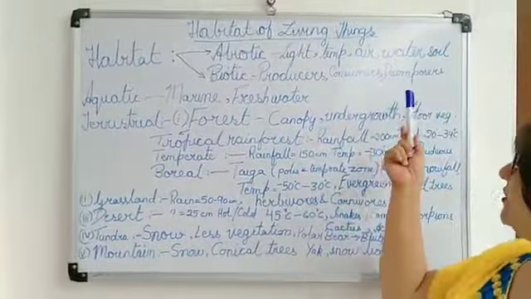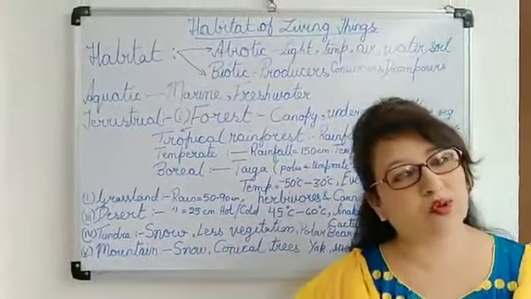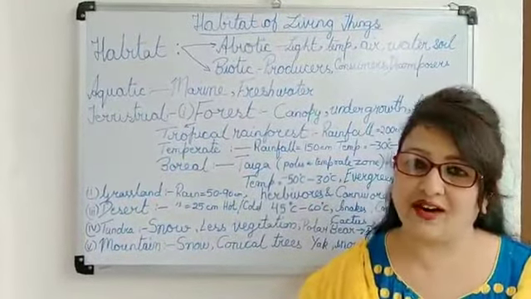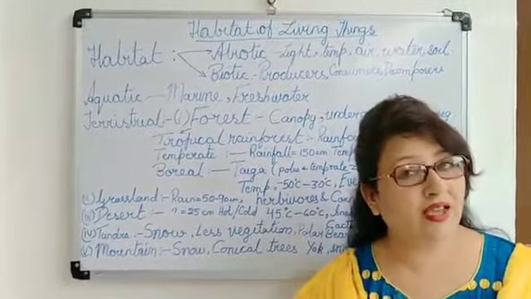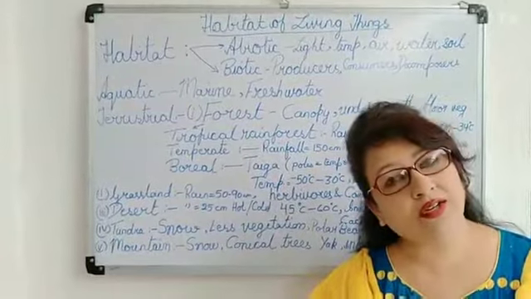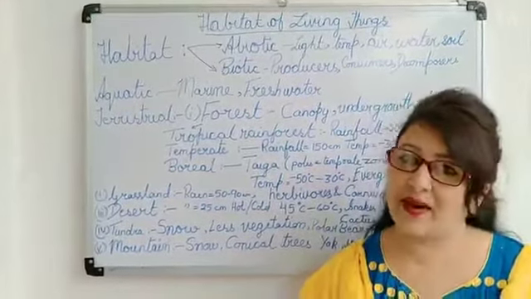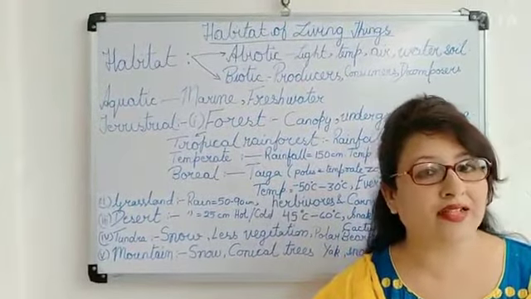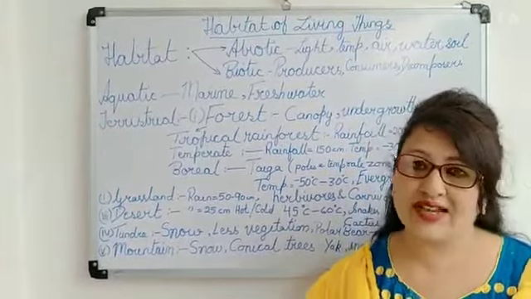Then we have the decomposers. The decomposers are the bacteria and the fungi which decay and eat up all the dead and decaying organic matter, and they clean the earth. They are also known as nature's cleaners.